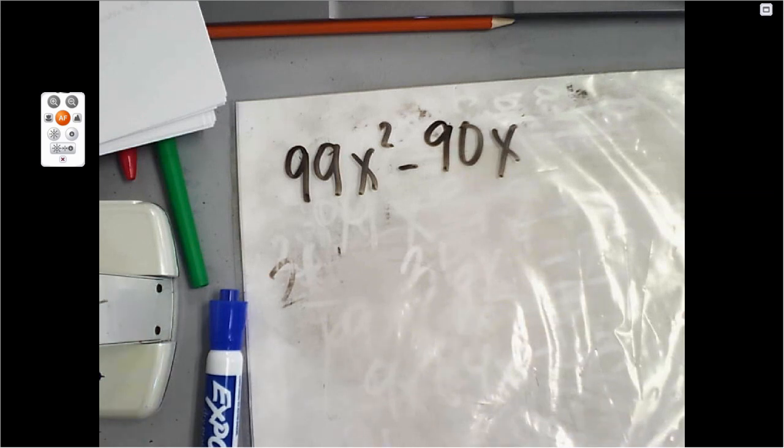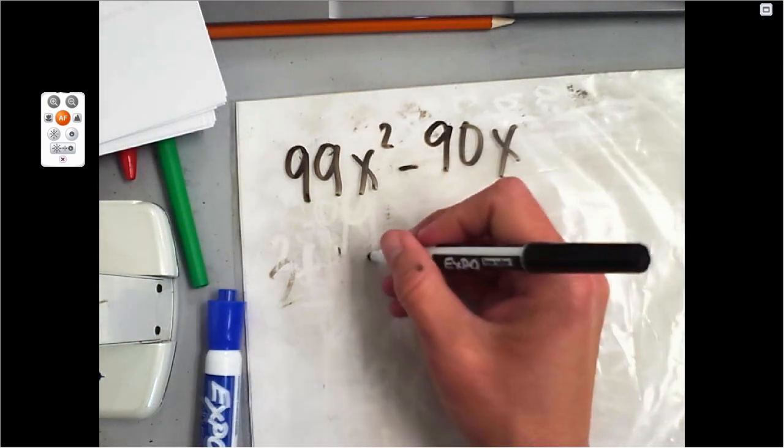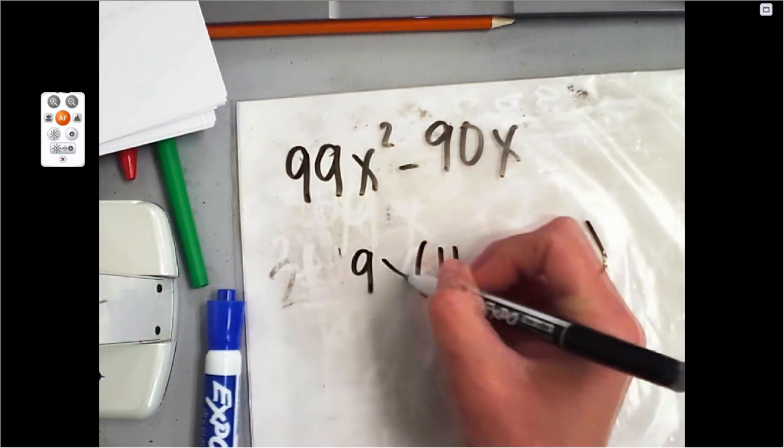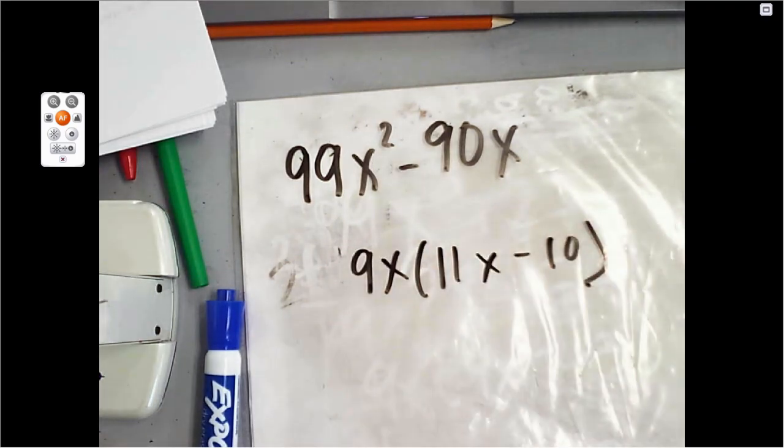Mm-hmm. Your variables are wrong. Wait, mine are? Mm-hmm. You're right. Okay, yeah, that's the right answer. All right, so 9 gives me 11 and 10. I can take out 1x. I'm left with 1 and then none.